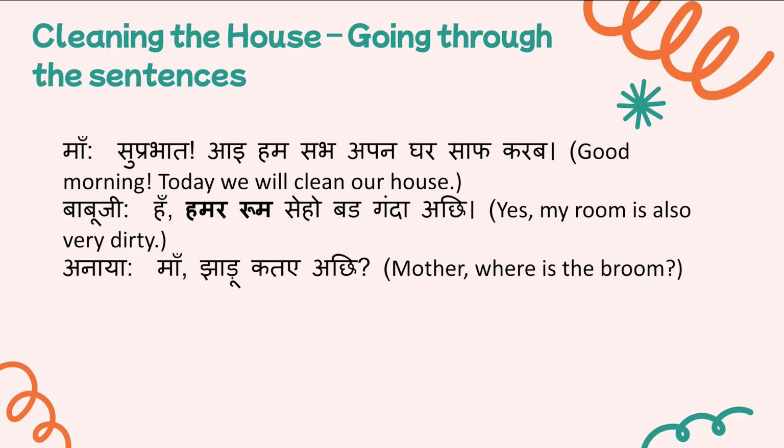Then Anaya says, or she asks, Ma झाड़ू कतय अछि? Katay is basically a question word which means where. Achi you already know, jharu is broom. So the whole sentence means, Mother, where is the broom?